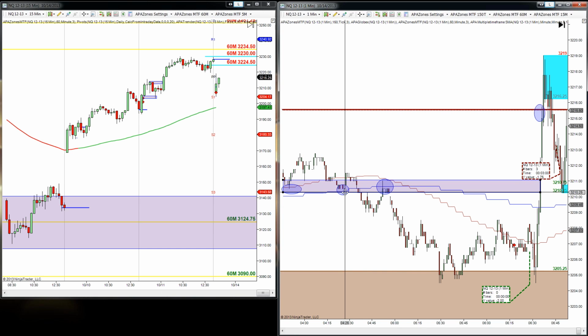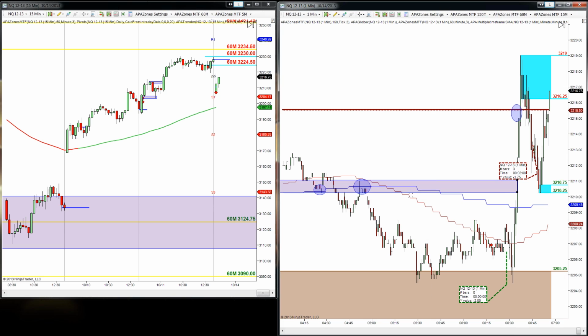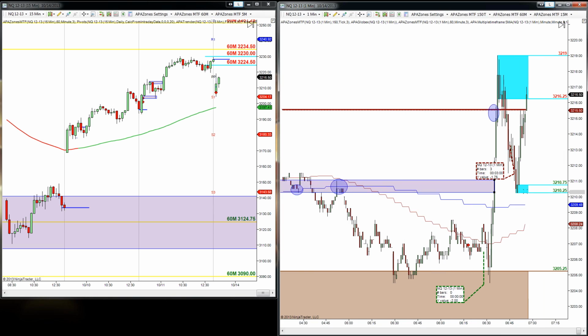So it looks like it hit the very bottom of where that previous support level was. Kind of the bottom of a little consolidation right there. And now we're going up to retest the highs.